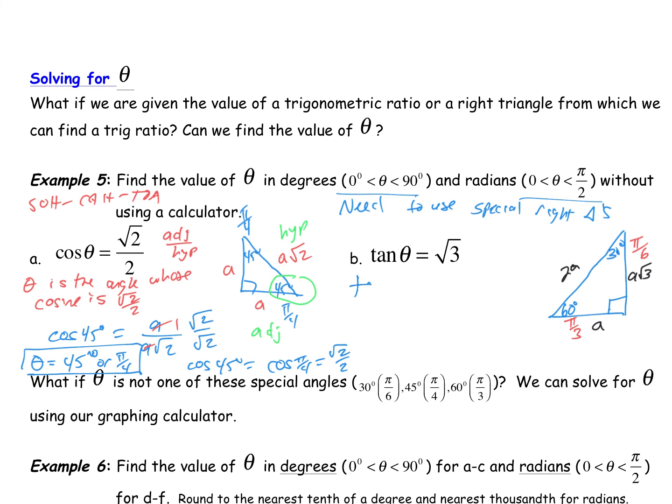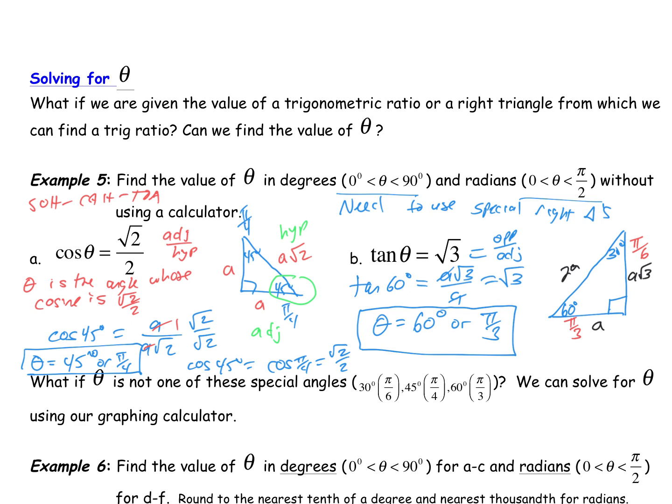So I'm going to try tangent of 60 degrees. Tangent is the length of the opposite side over the adjacent side. So if we choose 60 degrees, the length of the opposite side is A rad 3, and the length of the adjacent side is A. So this will be A rad 3 over A. The A's cancel out, leaving us with rad 3. So we've determined that theta is 60 degrees, or in radians, it will be pi over 3. If you had chosen the 30-degree angle, you would have ended up getting 1 over rad 3, and then you'd realize that it had to be the other angle.